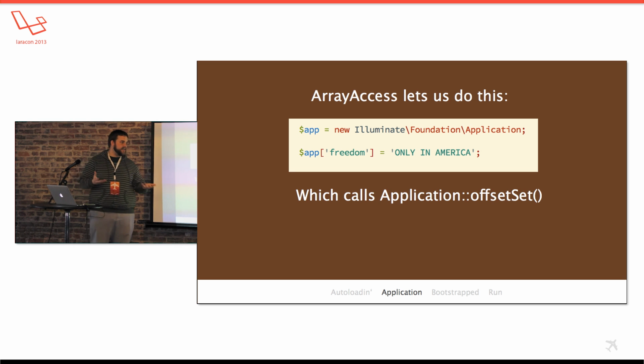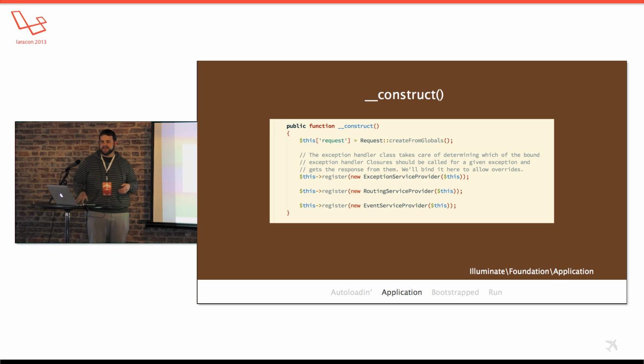So that's kind of the end of the container object itself. But the container object, of course, is the parent class of the application object. So let's look at the construct method of that. The first thing is you can see instantly that ArrayAccess kicks right in the construct method, which essentially calls the offsetSet, and it creates the request from globals. This is a Laravel request object, which sort of does some nice things with the Symfony request object, which is sort of the basis of this whole thing.